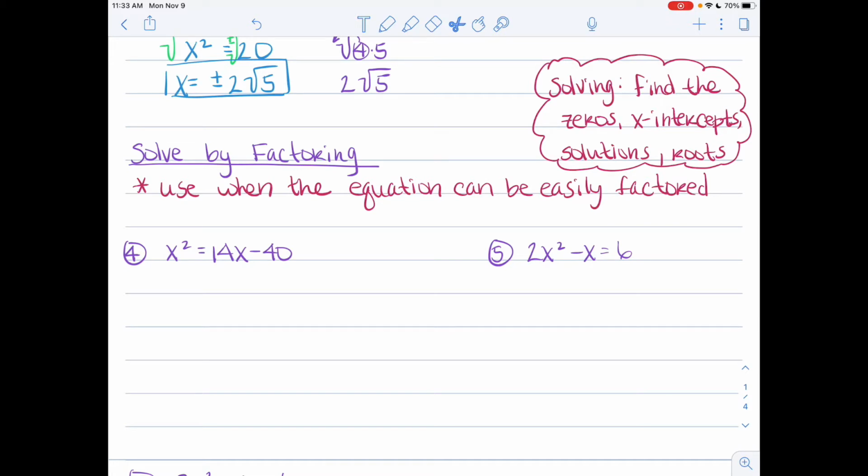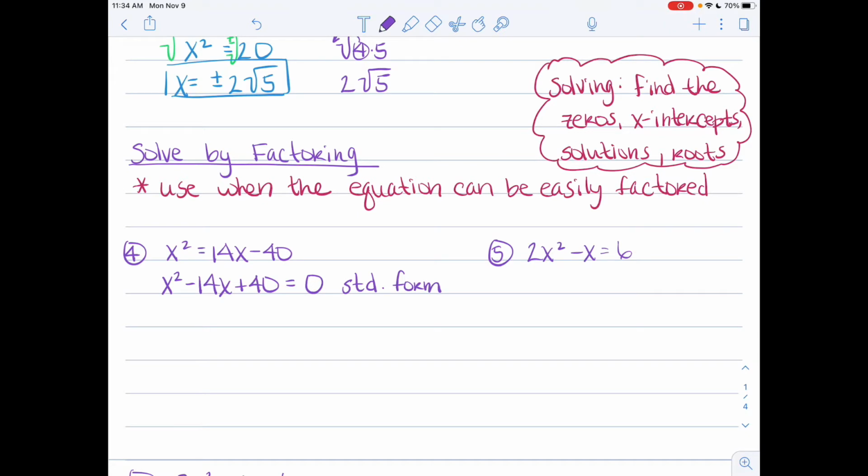Let's look at this first one. The first thing that I notice is this is not in standard form for me to be able to factor. So I want to go ahead and move it to standard form. X squared's in a good place, but the 14x and the negative 40 need to be moved. If I subtract 14x from both sides, I will have negative 14x on the left. And if I add 40 to both sides, I'll have 40 on the left. On the right-hand side, I'm just going to have a 0. And again, this is standard form.